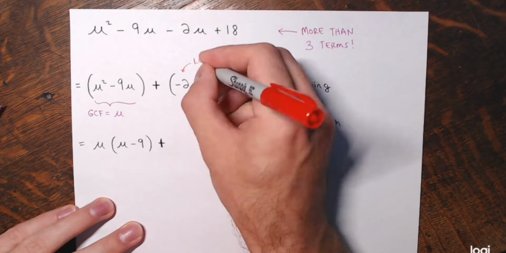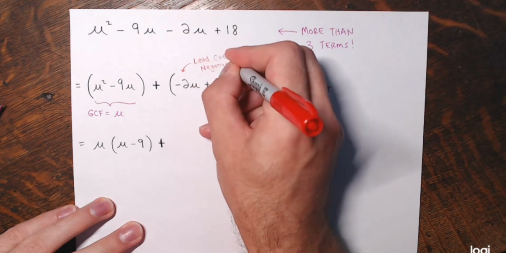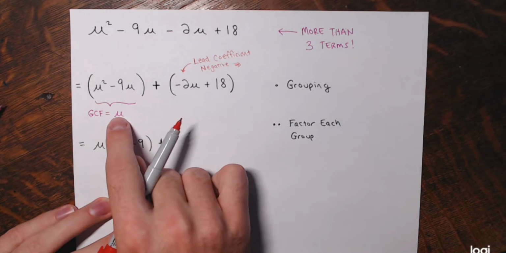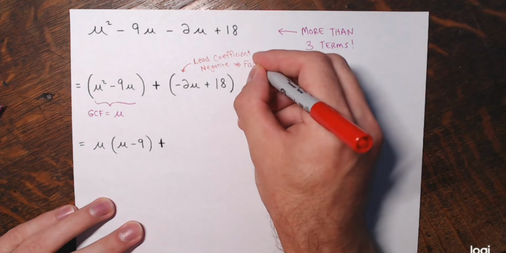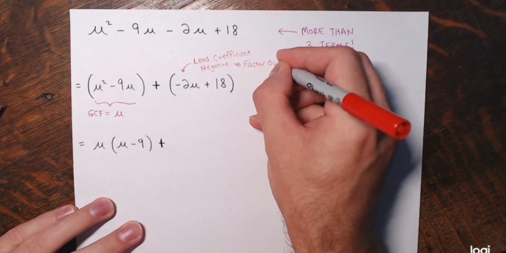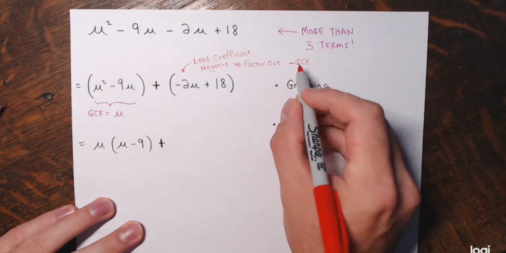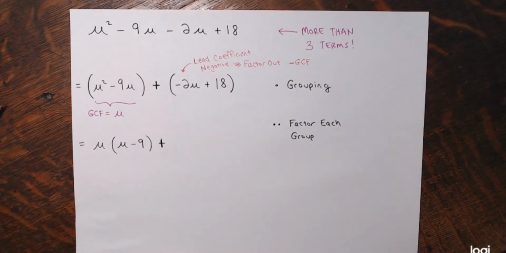And when that is the case, when the lead coefficient is negative, it's typical, it's useful, something that's commonly done, to not pull out the greatest common factor, but pull out the opposite of the greatest common factor. So we're going to factor out the opposite of the greatest common factor. Negative GCF. If the lead is negative, pull out a negative. All right.